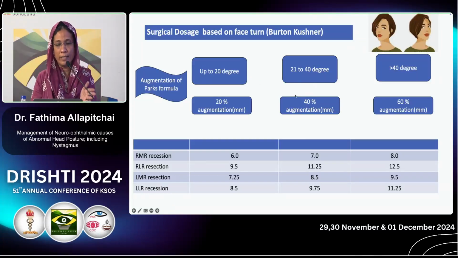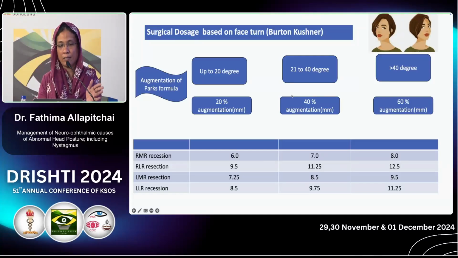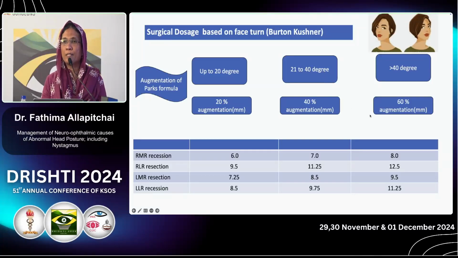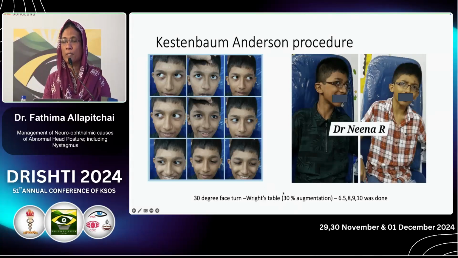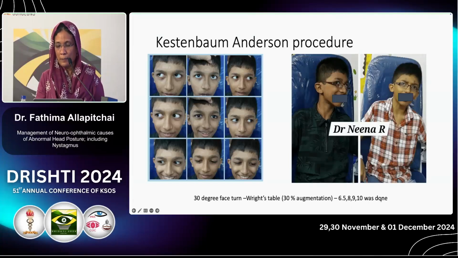For more than that, everybody thought the Parks recommendation was not sufficient, so augmentation came into the picture: 20% augmentation for 20 degrees, 40% for 21 to 40 degrees, and 60% for more than 40 degrees. This is from Burton and Kushner. Thanks Dr. Neena for sharing this. Here she operated for a 30-degree face turn with 30% augmentation of the classic Parks values. So 6.5, 8, 9 and 10 were done in both eyes and the face turn was corrected.